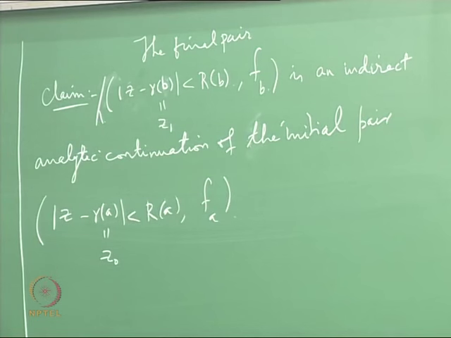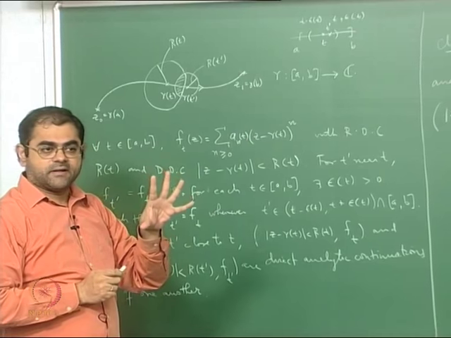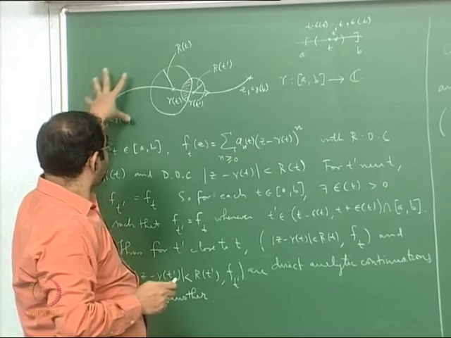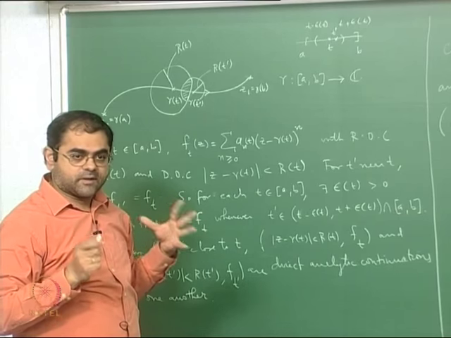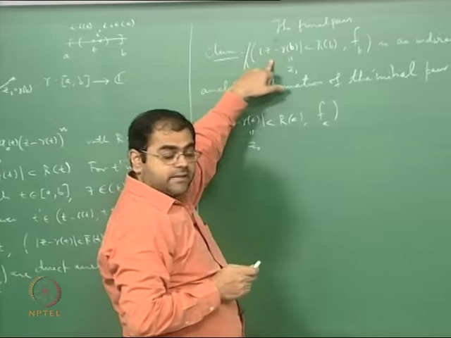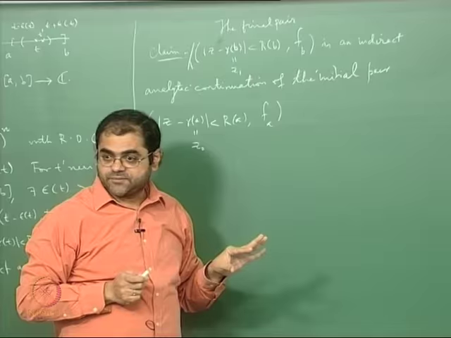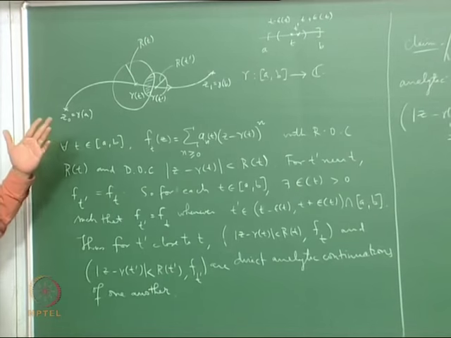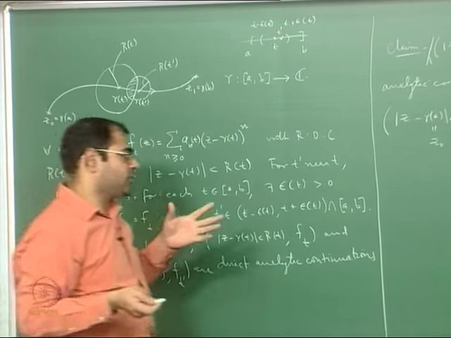So this is the claim, and to prove this claim I will have to show that our original definition of indirect analytic continuation is that it is a chain of finitely many direct analytic continuations. That is our definition of indirect analytic continuation. That is what I will have to prove. So what I will have to show is that this is obtained from this by a chain of direct analytic continuations. Now this is what we have to prove. It is more or less intuitively obvious, but then it needs a proof, because it uses some topology.